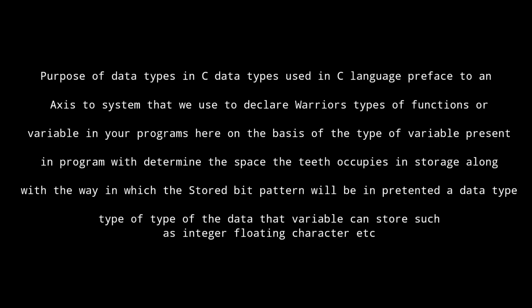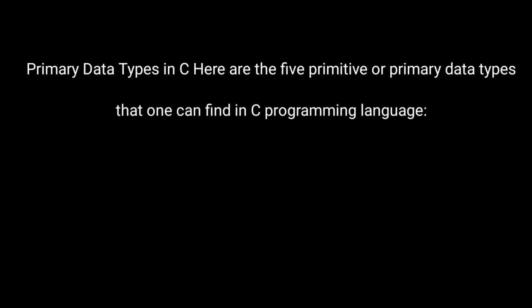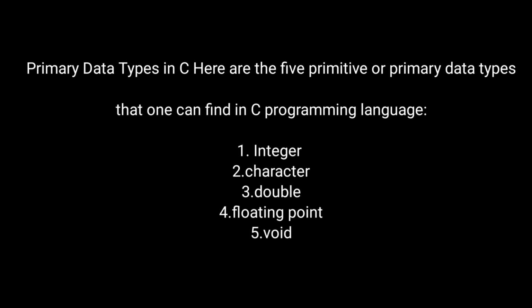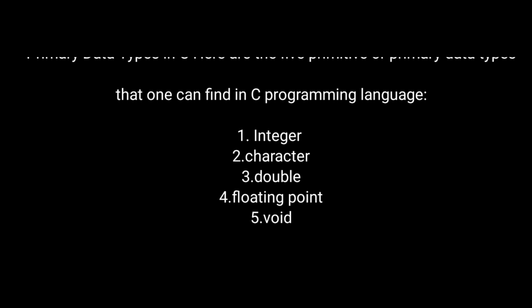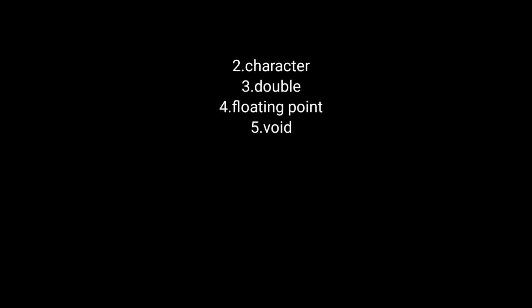A data type specifies the type of data that a variable can store, such as integer, floating, character, etc. There are two types of data types in C. They are primary data types and fundamental data types. First one is the primary data type. Here are the five primitive and primary data types that one can find in the C programming language. There are five types of data types: integer, character, double, floating point, void.